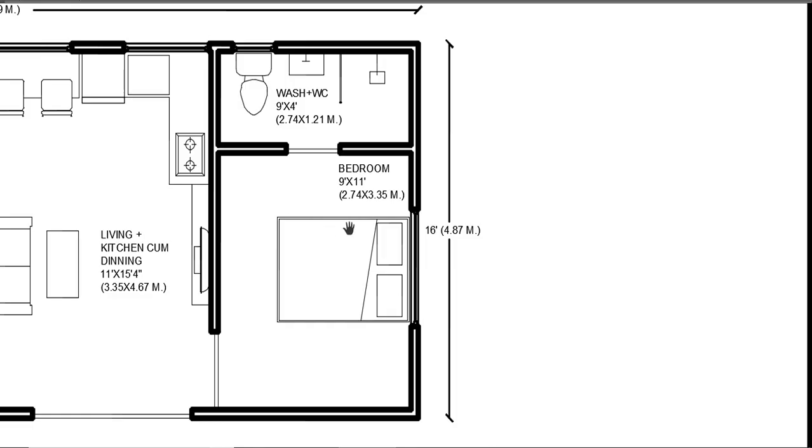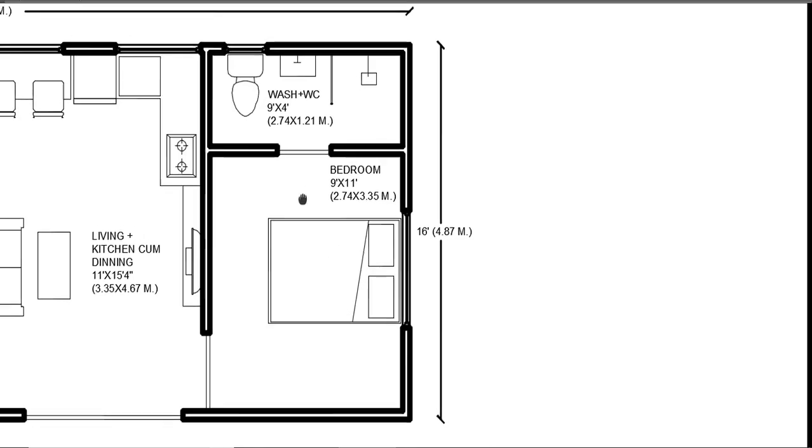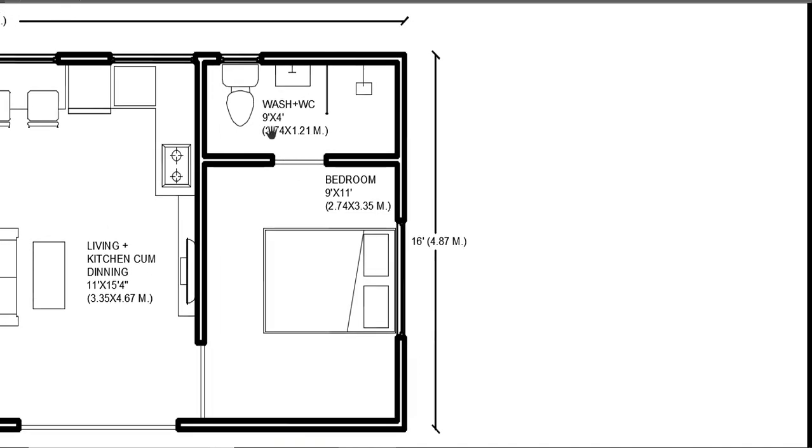You can see here the bed arrangement and also a large size window for ventilation of this room, and we have an attached washroom plus water closet with this room. The size of this washroom is 9 feet into 4 feet, in meters 2.74 into 1.21 meters.